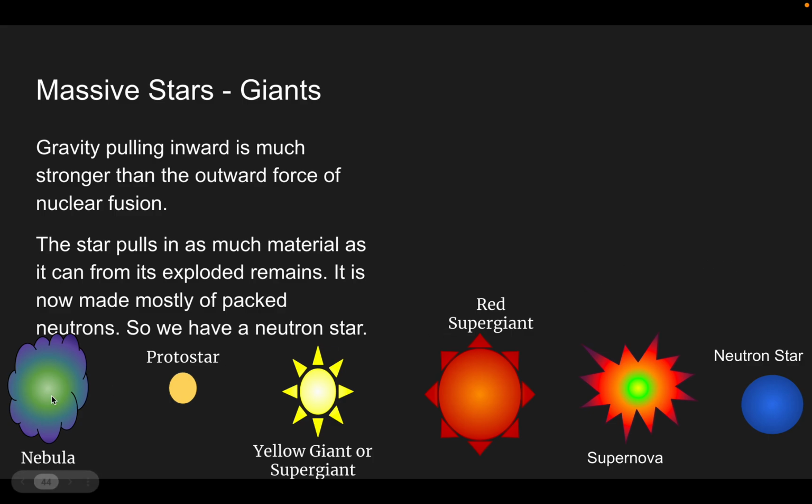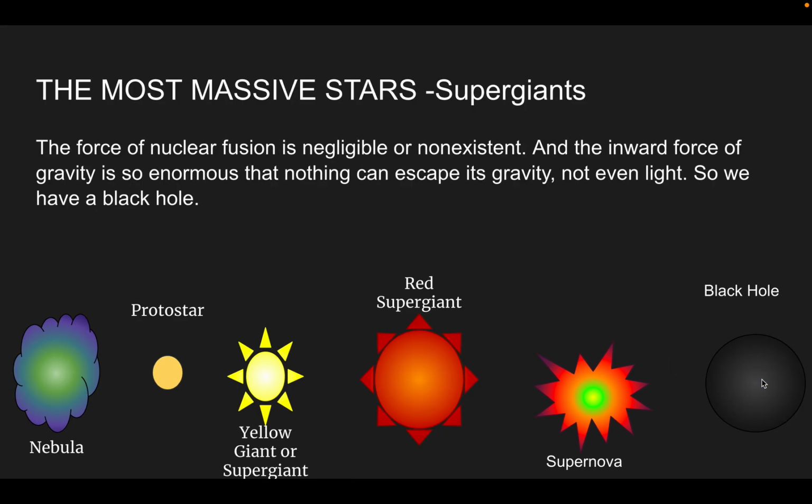So you can see the life cycle altogether down here of a massive or giant star: nebula, protostar, yellow giant, red supergiant, supernova, neutron star. For most massive stars, or the supergiants, the force of nuclear fusion is negligible or non-existent, and the inward force of gravity is so enormous that nothing can escape its gravity, not even light. So now it is a black hole.